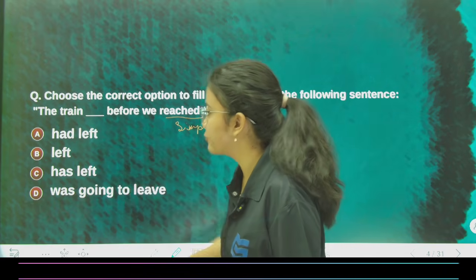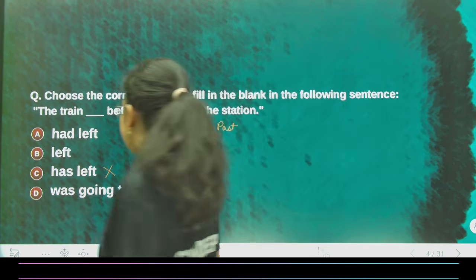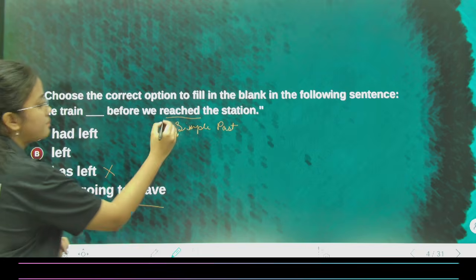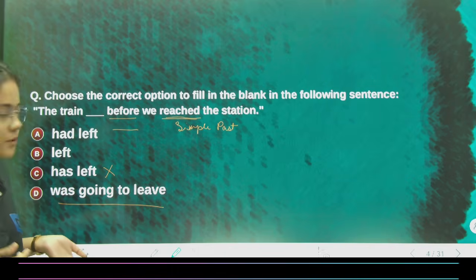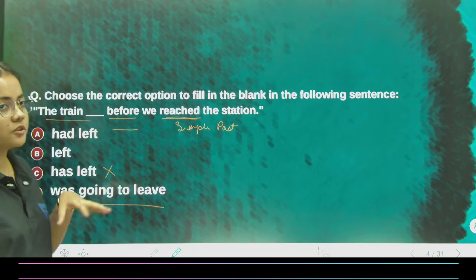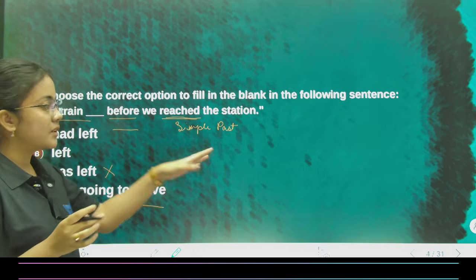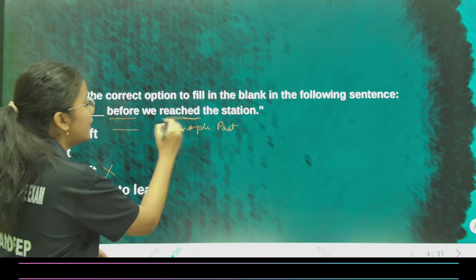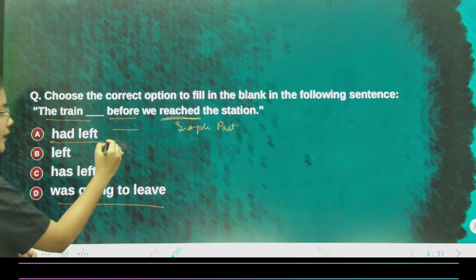Now, has left is not correct, because this is present perfect. Was going to leave is not correct either, because here it is simple past. Before also tells us about the time of the action, which action happened earlier. Now the train dash before we reached the station: the train had already left the station before we reached it. The action of the train leaving the station happened earlier, so to show an earlier action we use past perfect, that is had left. So had left will be the correct answer.